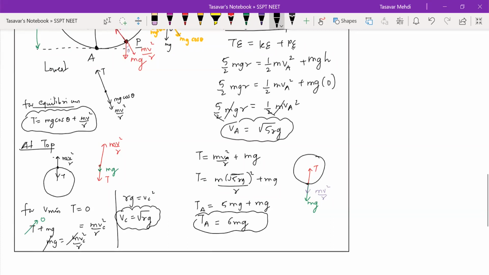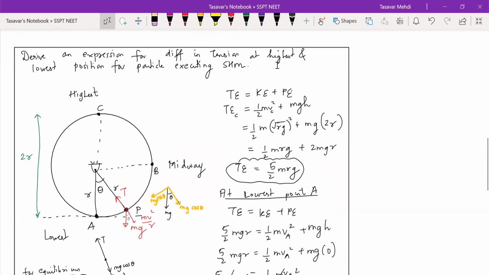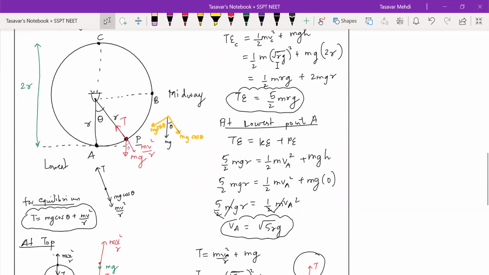Okay. What was the tension at topmost position? C position, it was 0. So can I say tension at lowest point minus tension at highest point, that is TA minus TC, will be 6 mg minus 0, which will be nothing but how much? 6 mg. Okay, this is what they were supposed to find, dear students.